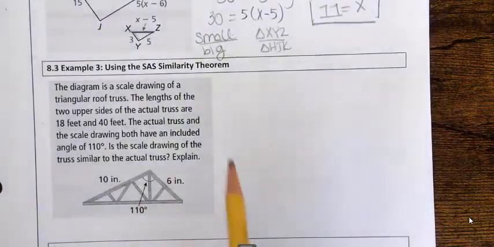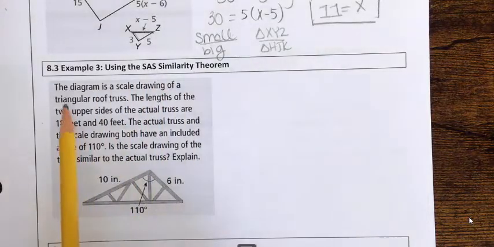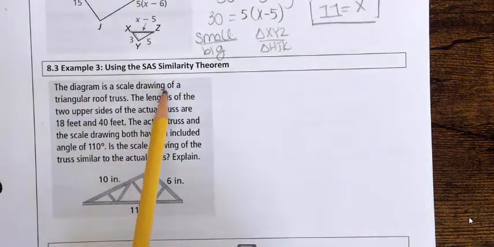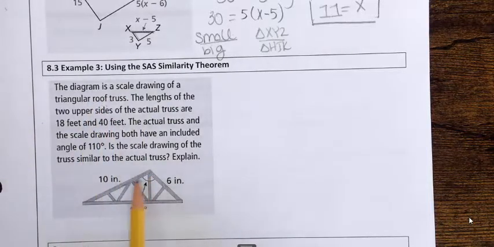All right, example 3, we're going to use that side angle side similarity theorem. So the diagram is a scale drawing of a triangular roof truss. If you've ever been up in your attic, you might see some of these trusses up there. This is basically what they use to create your attic spaces, and then your roof goes along. It's providing support and structure for your roof.